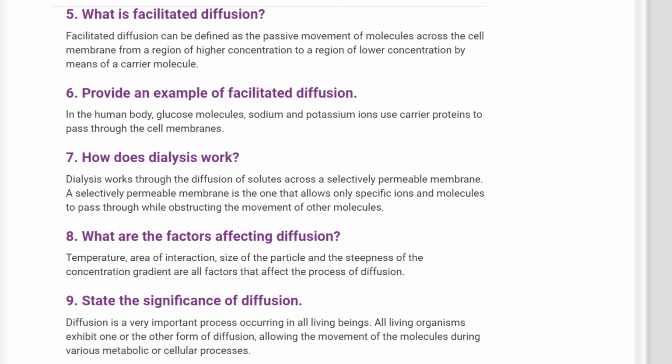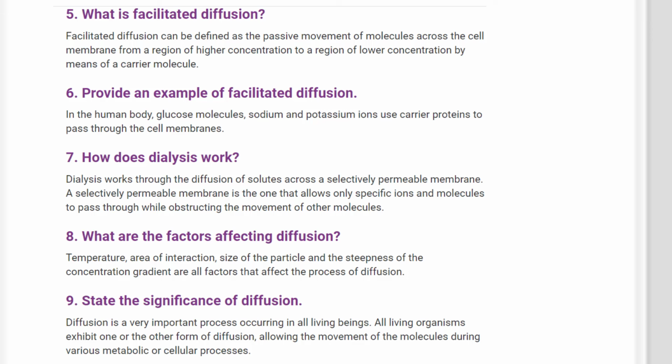7. How does dialysis work? Dialysis works through the diffusion of solutes across a selectively permeable membrane. A selectively permeable membrane is one that allows only specific ions and molecules to pass through while obstructing the movement of other molecules. 8. What are the factors affecting diffusion?